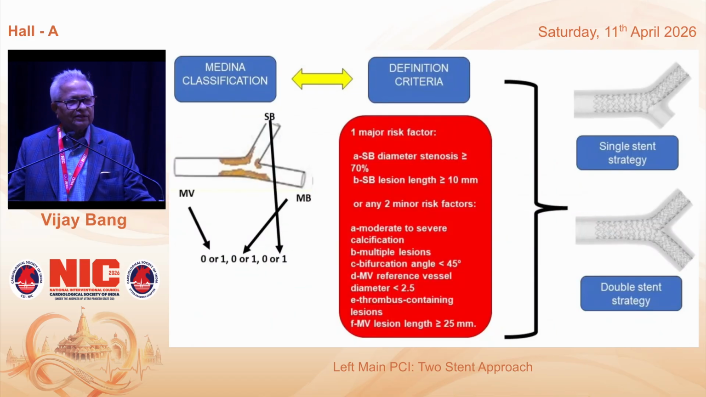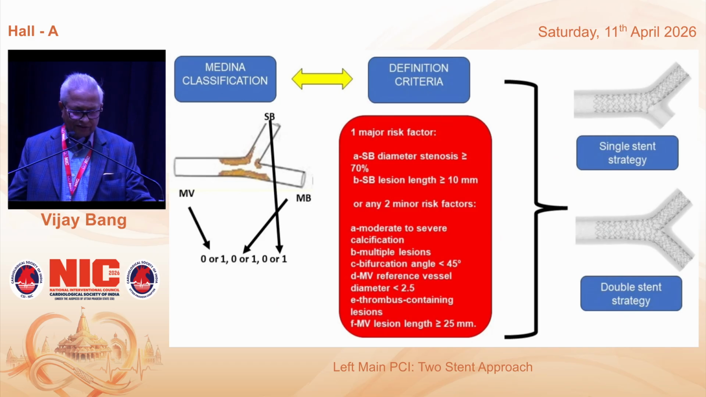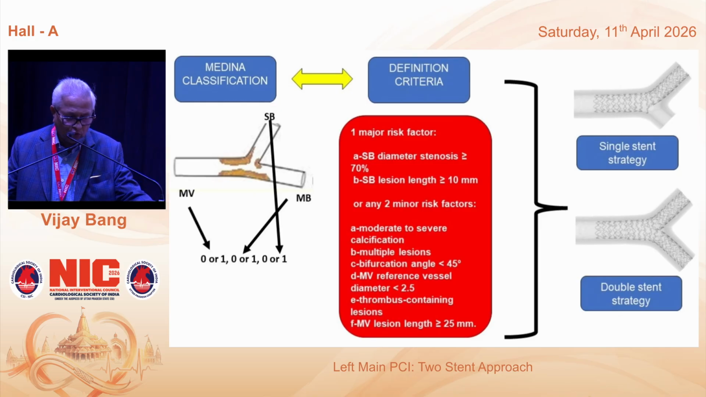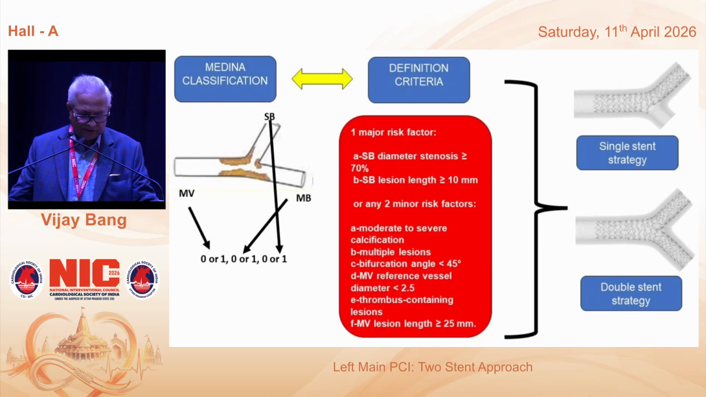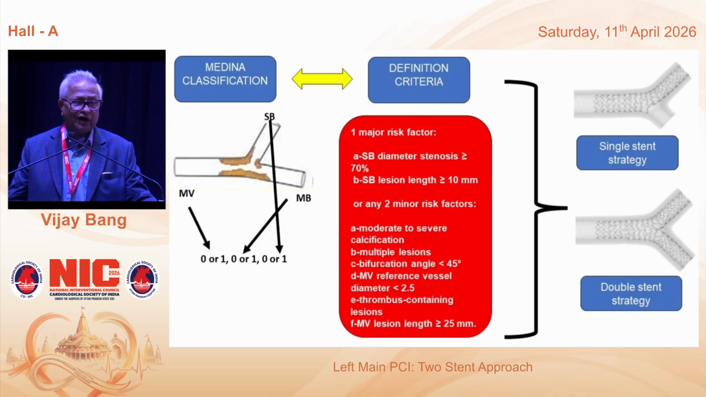Now, what are the various complexities that we should look into? Major is diameter stenosis more than 70% and side branch lesion length more than 10 millimeter. And of course, we have to see moderate to severe calcification. Most complex lesions do have that. Multiple lesions, and bifurcation angle less than 45 is a very important one, because if you do provisional, the side branch is likely to close in the lower angle, less than 45. The moment you put this crossover stent from left main to LAD, the side branch will close acutely. So you have to be very careful if the angle is very narrow.